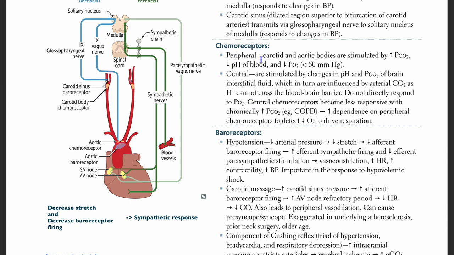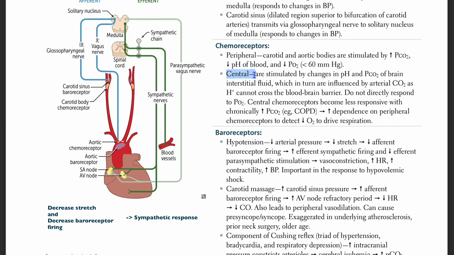Okay, so chemoreceptors, peripheral, carotid, and aortic bodies are stimulated by an increase in carbon dioxide, partial pressure of carbon dioxide, right? So that means there is a decrease in pH because this determines the acidity, right? So a decrease in pH is acidic blood, and a decrease in PO2. So again, it's a closed system. If PCO2 increases, PO2 decreases, and vice versa. Then you have, yeah, so less than 60.